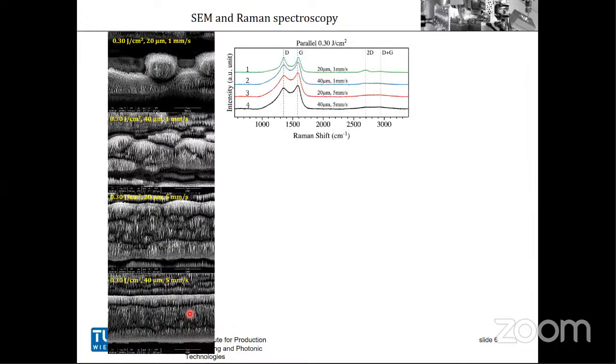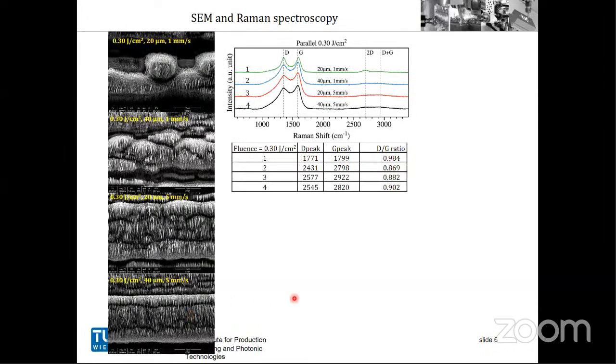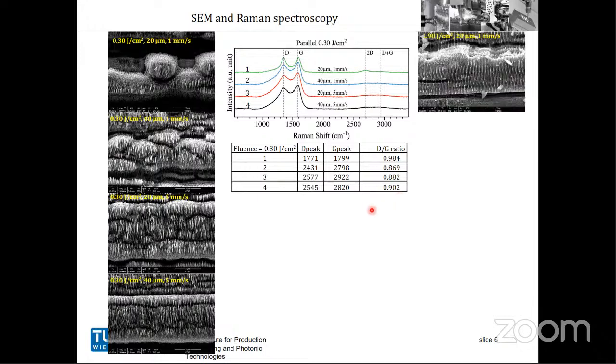Raman analysis we have done, and we calculated the D by G ratio to find out at what parameters and what condition it has more graphitization, and how that correlates with two different scanning directions.